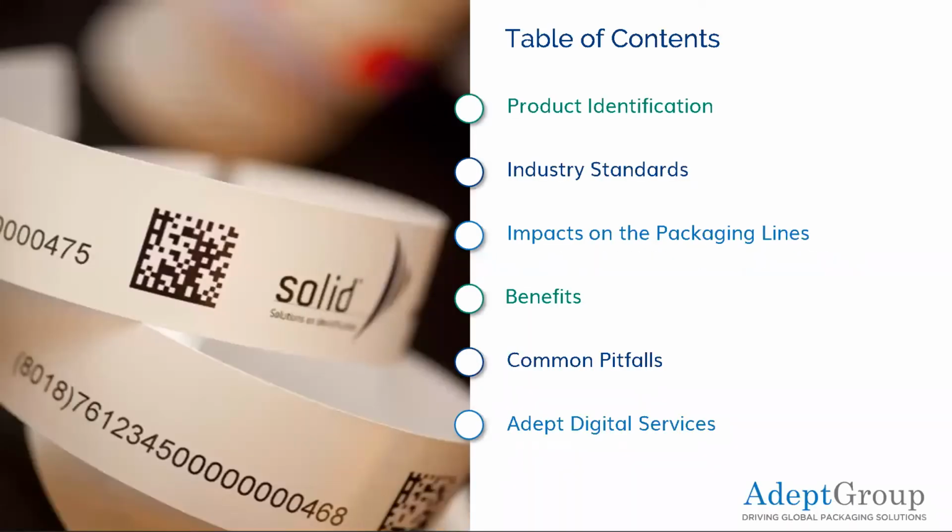So today we want to cover some of these topics here. As you can see, we want to talk about product identification, the applicable industry standards, impacts on packaging lines, benefits of the implementations, common pitfalls, and some of the services that Adept can provide. We'll learn a little bit about how they connect, but also look at it from a different perspective.